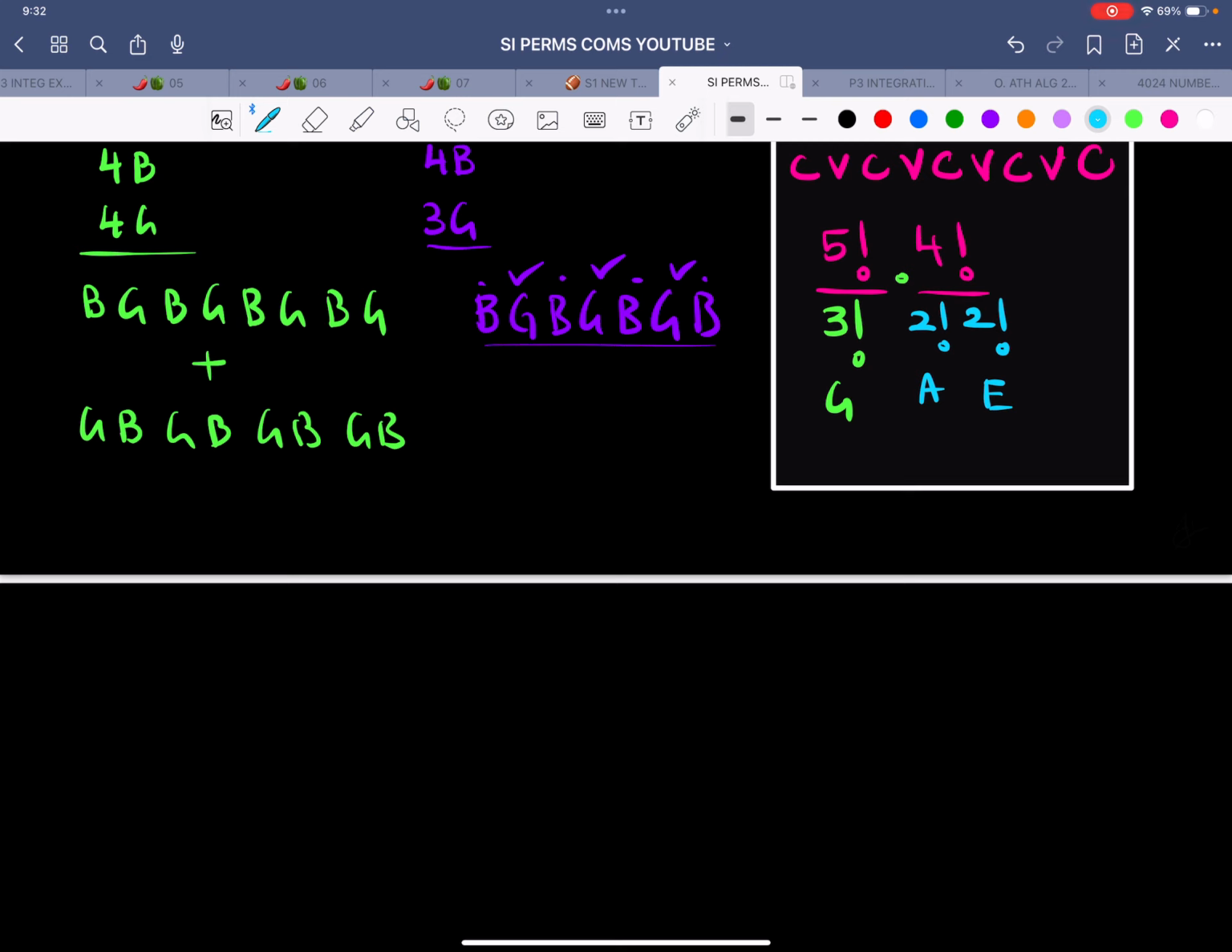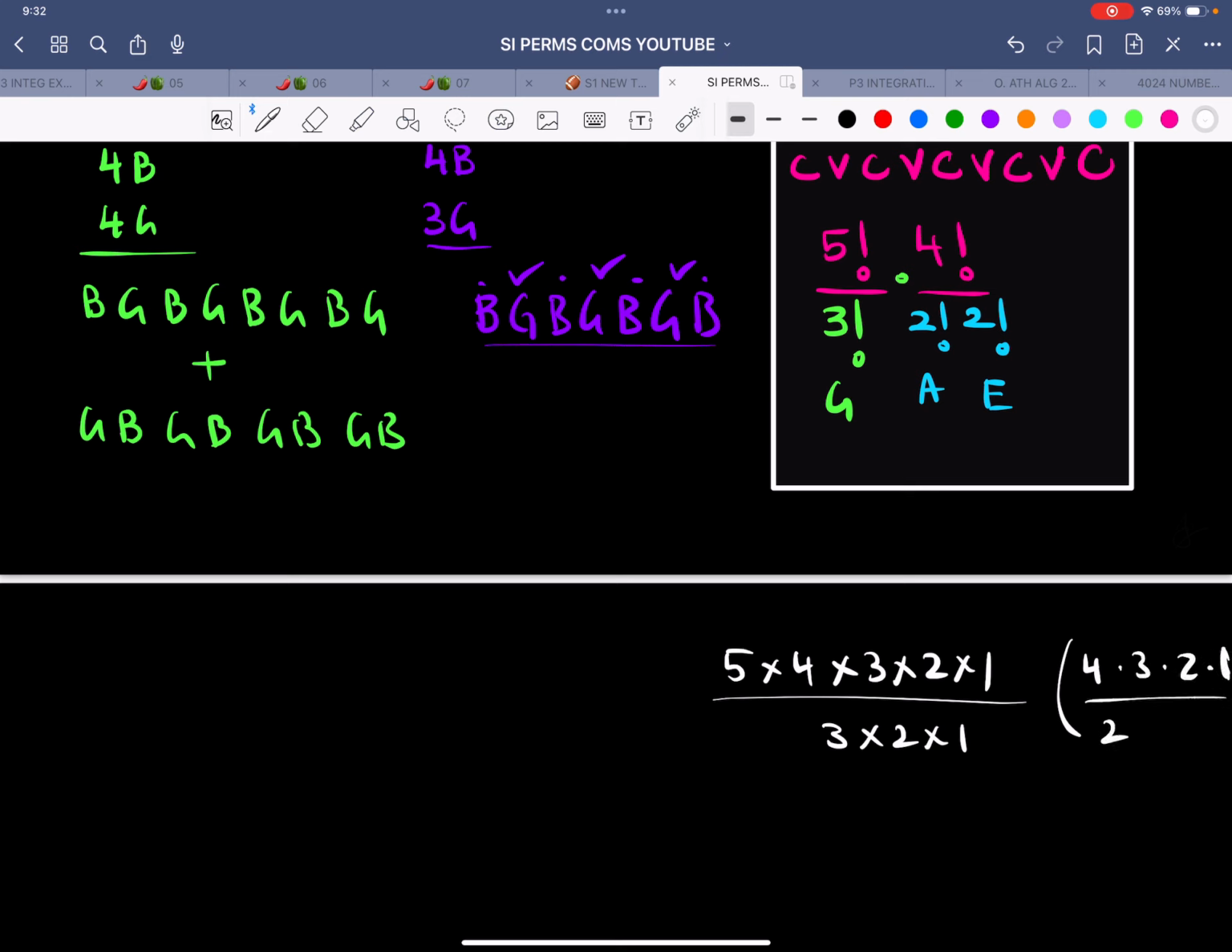So 5 factorial, let me write it over here. That is 5 into 4 into 3 into 2 into 1. Just some basic mental maths. This is 3 factorial, 3 into 2 into 1. 4 factorial, that is 4, 3, 2, 1. And over here 2 factorial is 2, 2 factorial is 2. So let's do some calculation. This 4 and these 2 cancel out. I'm left with a 6 over here.